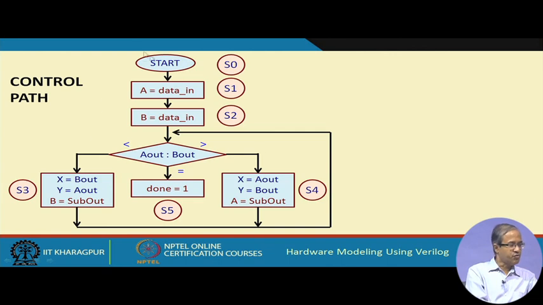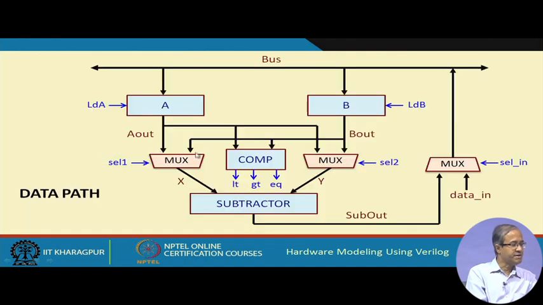Now, let us come to the control path. That same flow chart we are showing in a slightly different way, stepwise. From the beginning, let us say we load the data in signal, which is coming from outside, into A first, then data in into B; we are calling these states. S0 is the initial state, this is state 1, this is state 2. Then we compare the outputs of the A and B registers, which we have called A out and B out. If it is less, then B out goes to X and A out goes to Y. What does this mean? B out goes to X and A out goes to Y. That means I am selecting these multiplexers appropriately.